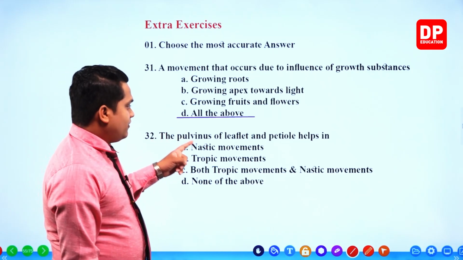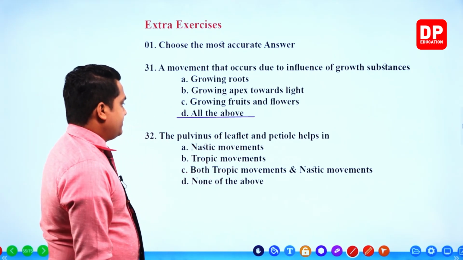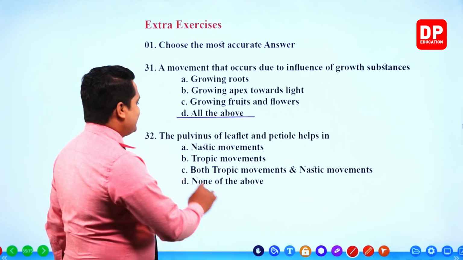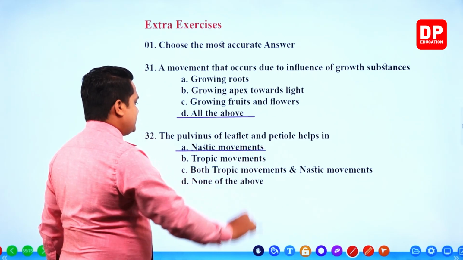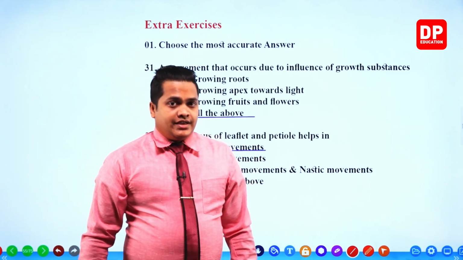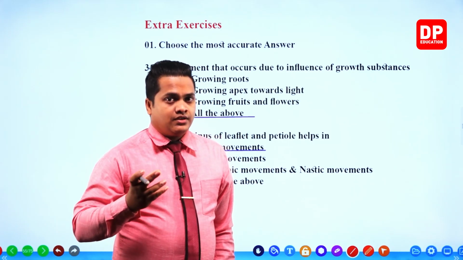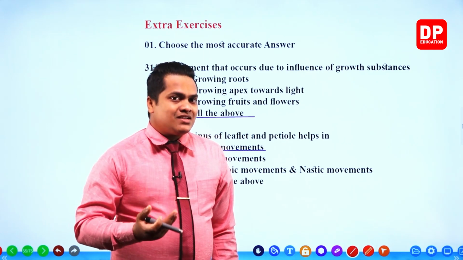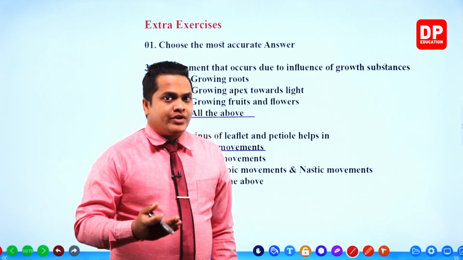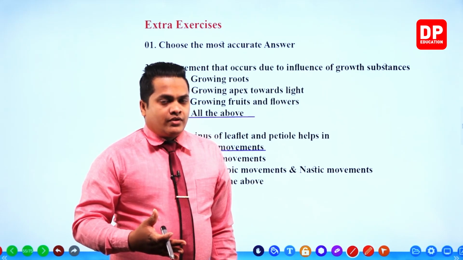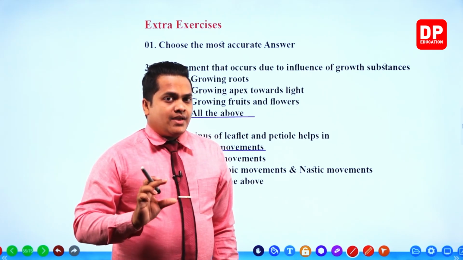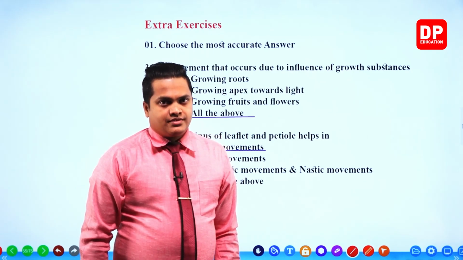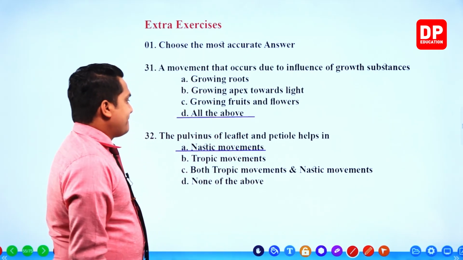The pulvinus of leaflet and petiole helps in. It's very simple, my dear children. The pulvinus helps in nastic movements. We discussed about this thing. The pulvinus contains a special kind of cell, which is referred to as parenchyma cells. These parenchyma cells have the ability to detect turgor changes. Therefore, parenchyma cells contained within the pulvinus help in nastic movements. Next one.